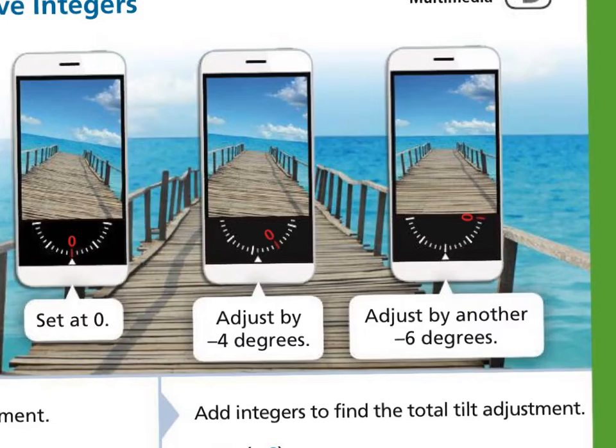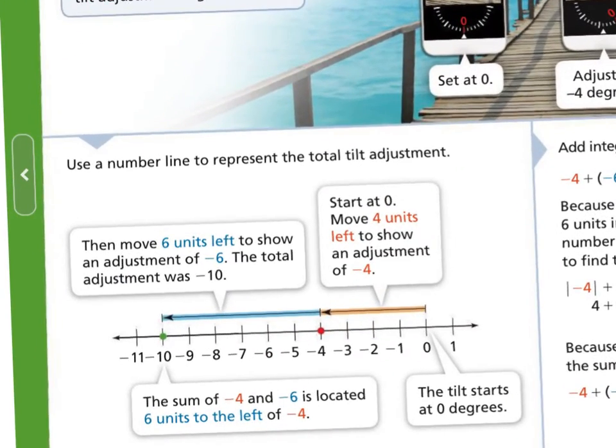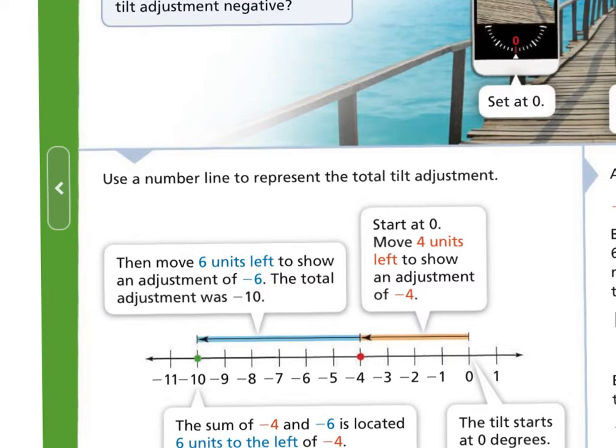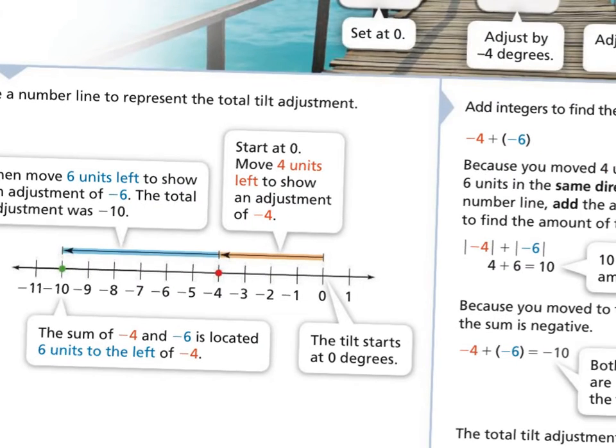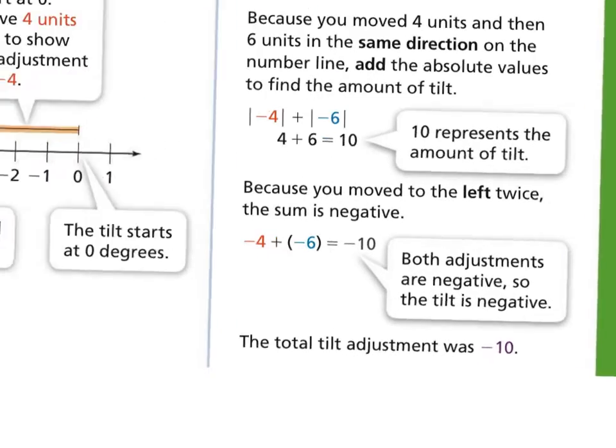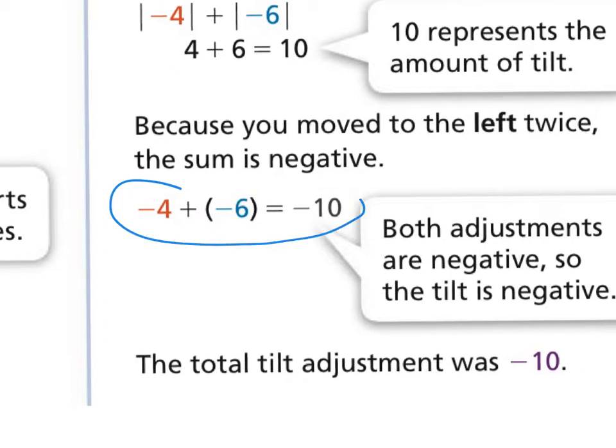So there's a couple ways we can look at this. One way the book's showing, they're looking at a number line. So if we're starting at 0, and then we adjust by negative 4. They went to negative 4 on the number line. And then from there, we're adjusting by negative 6. So we're going 6 more to the left, takes us to a negative 10. So basically what we did there, another way of thinking about that is we did negative 4 plus negative 6. Those two adjustments together add up to negative 10. So the total tilt adjustment was negative 10.